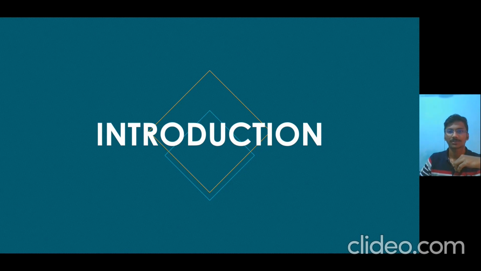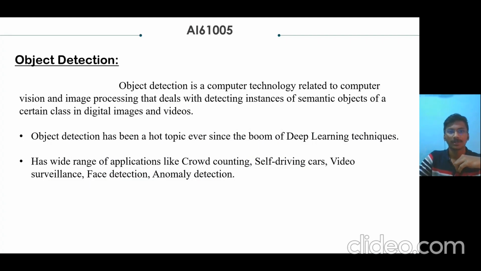Coming to the introduction, object detection is part of the computer vision field where we detect, classify, and draw a bounding box around semantic objects of an image or any video. So it has a wide range of applications like self-driving cars, face detection, anomaly detection, and video surveillance.